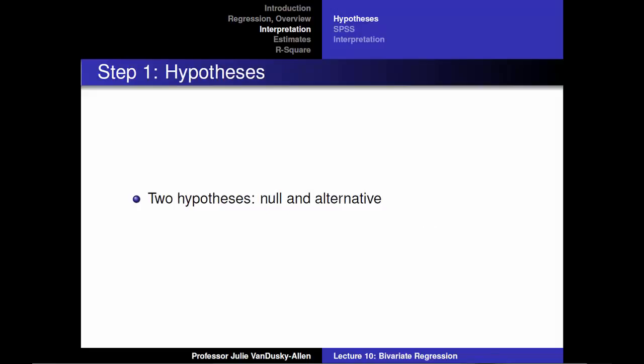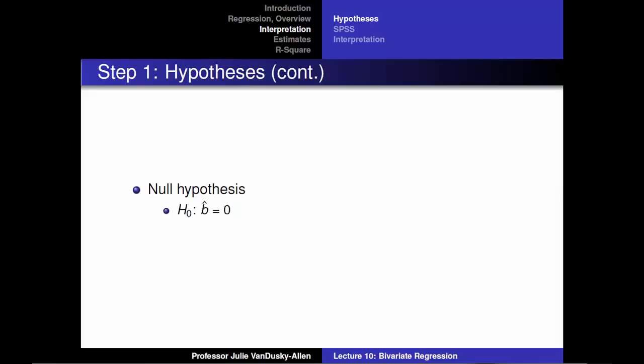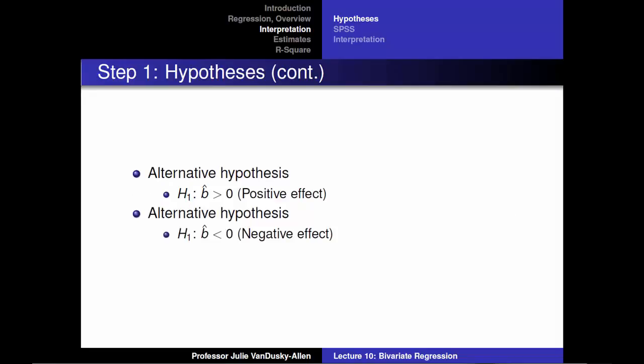The first step in running a regression analysis in SPSS is writing null and alternative hypotheses. The null hypothesis always says that the coefficient b hat is equal to 0. This means that you do not expect the independent variable to have an effect on the dependent variable. The alternative hypothesis always has a direction. It either says that the coefficient b hat is positive and greater than 0, or negative and less than 0.